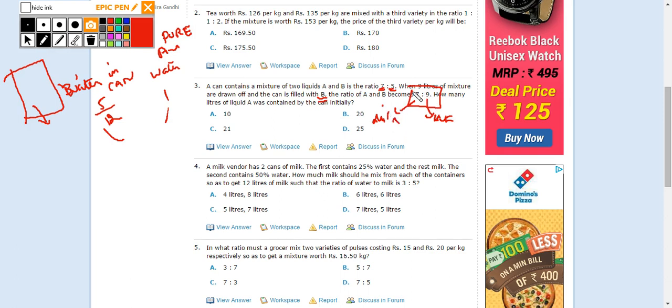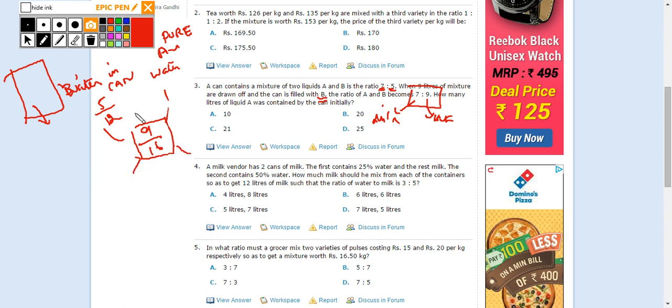So total parts is 9 plus 7, 16. Out of that 16 parts I have 9 parts of water. If you look at what I'm doing, I'm just taking the water part around. I'm just completely neglecting the milk part. So if we mix that in some particular ratio, we are going to get the solution in this particular ratio, where 9 parts out of 16 parts is going to be water.